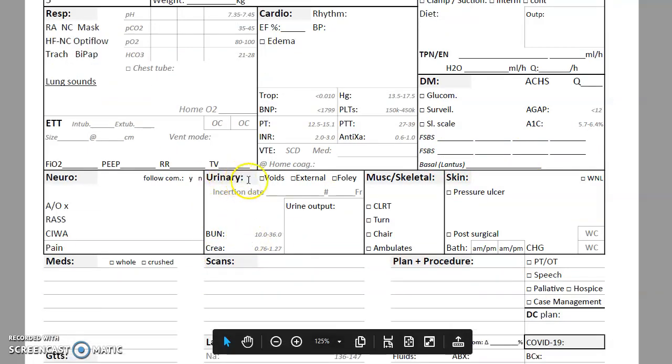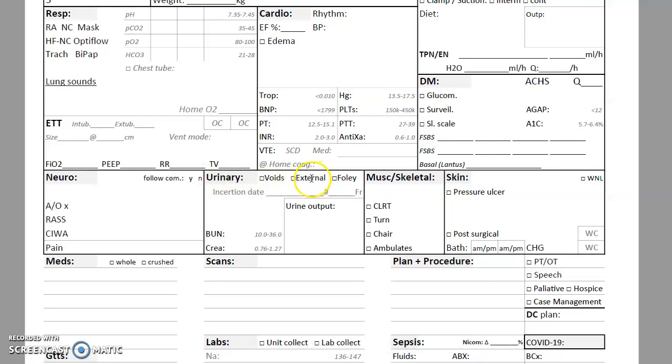Okay, urinary-wise, whether the patient is voiding by himself, using external catheters like a condom cath or PureWick, depending on what your facility is using, or a Foley catheter. If it's a Foley, you will put your date inserted and size. Right here you can write your outputs, and of course BUN and creatinine to monitor the urinary system.